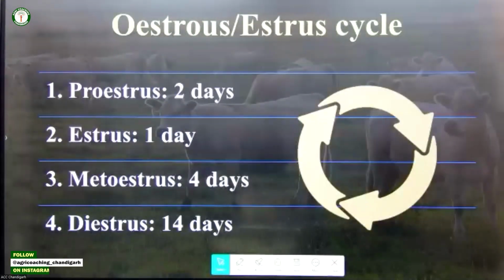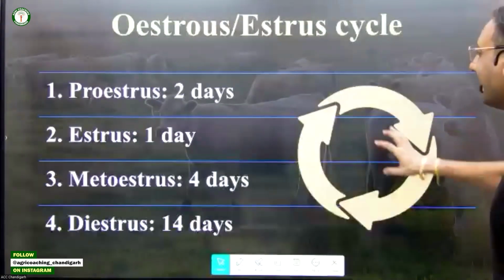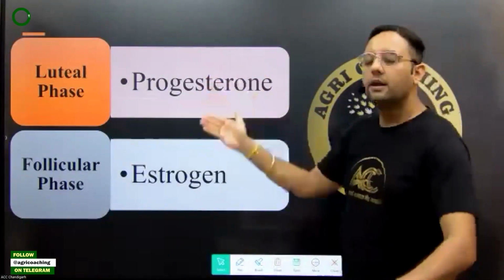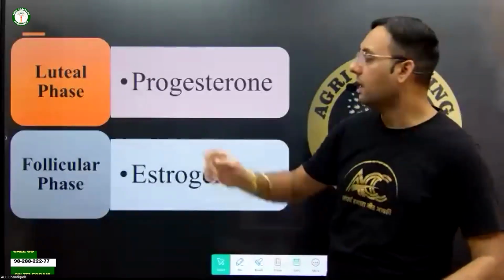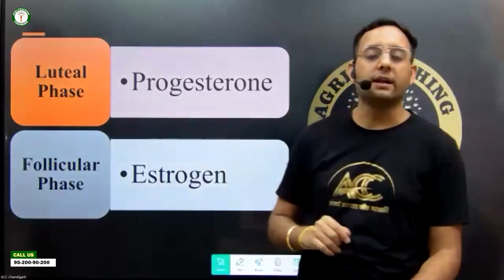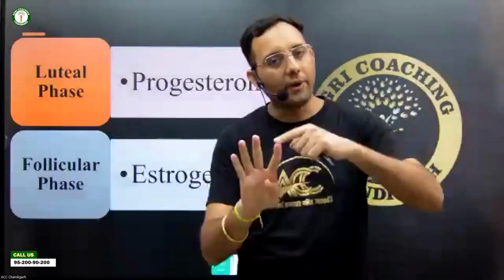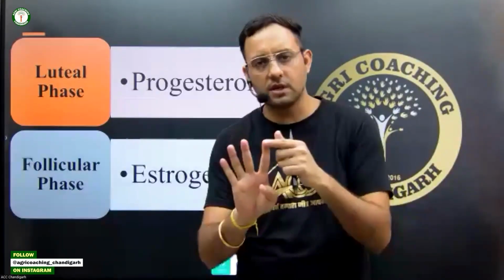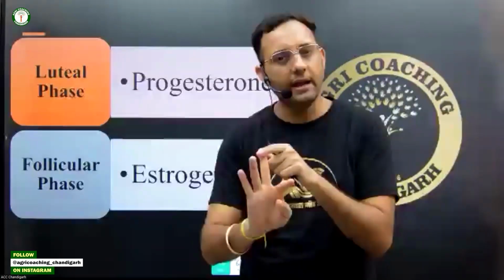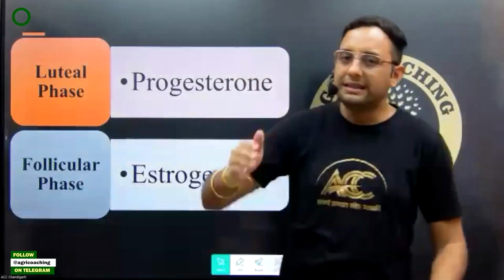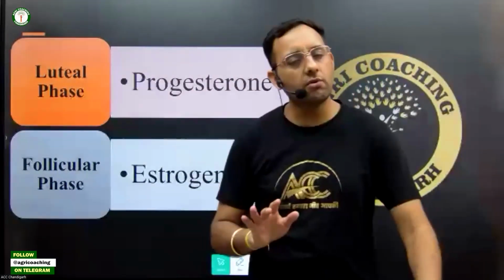Now we will start discussing this concept. The Estrus cycle has 4 stages. And before I continue, please learn the 2 phases of this cycle: luteal phase and follicular phase. Stages are 4: Proestrus for 2 days, Estrus for 1 day, Metestrus for 4 days, and Diestrus for 14 days. These 4 stages have a total duration of 21 days.